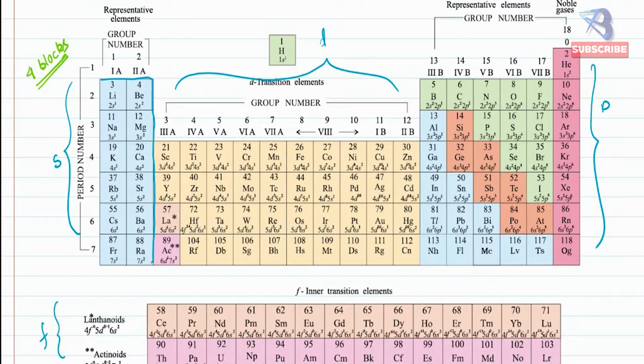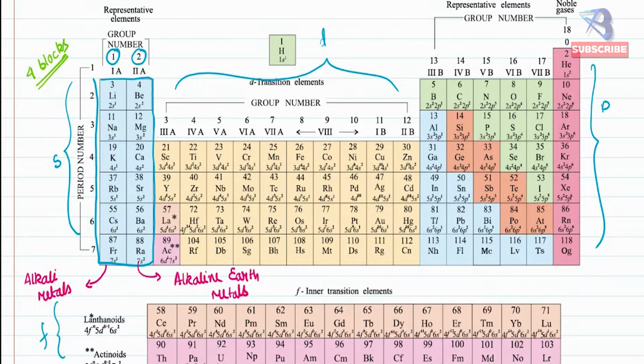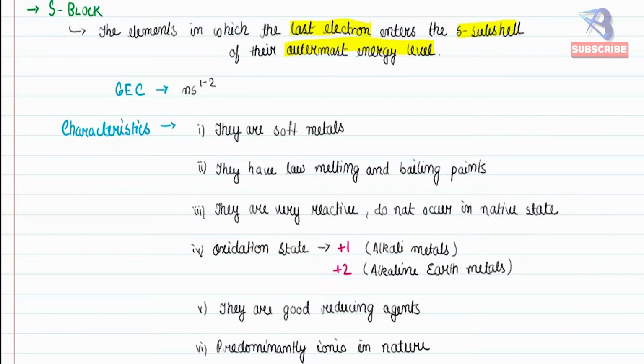In the extreme left of the periodic table, group 1 and group 2 constitute the S block. Group 1 is known as alkali metals, and group 2 is known as alkaline earth metals. These two groups constitute the S block in the periodic table. Now let us look at some general characteristics and properties. Firstly, the electronic configuration. The general electronic configuration is ns1-2. You must have learned it in your atomic structure class.